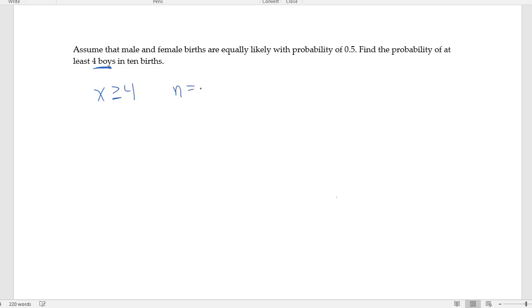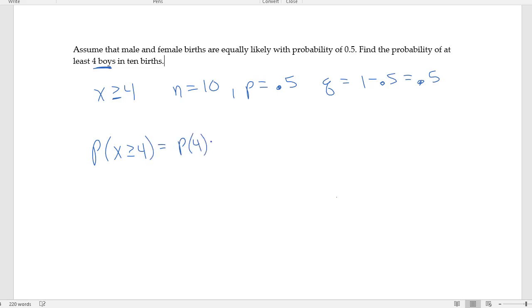Now we have 10 total babies. The probability of any one particular baby being a boy is 0.5. Obviously, q would be 1 minus 0.5, which is 0.5 as well. Now, thinking cumulatively, the probability of at least 4 is the probability of 4, and the probability of 5, the probability of 6, and so on, up to a probability of 10. And if we're doing this by hand, this is really tedious and time consuming because I have to calculate each of those probabilities individually. So let's use technology to do this for us.